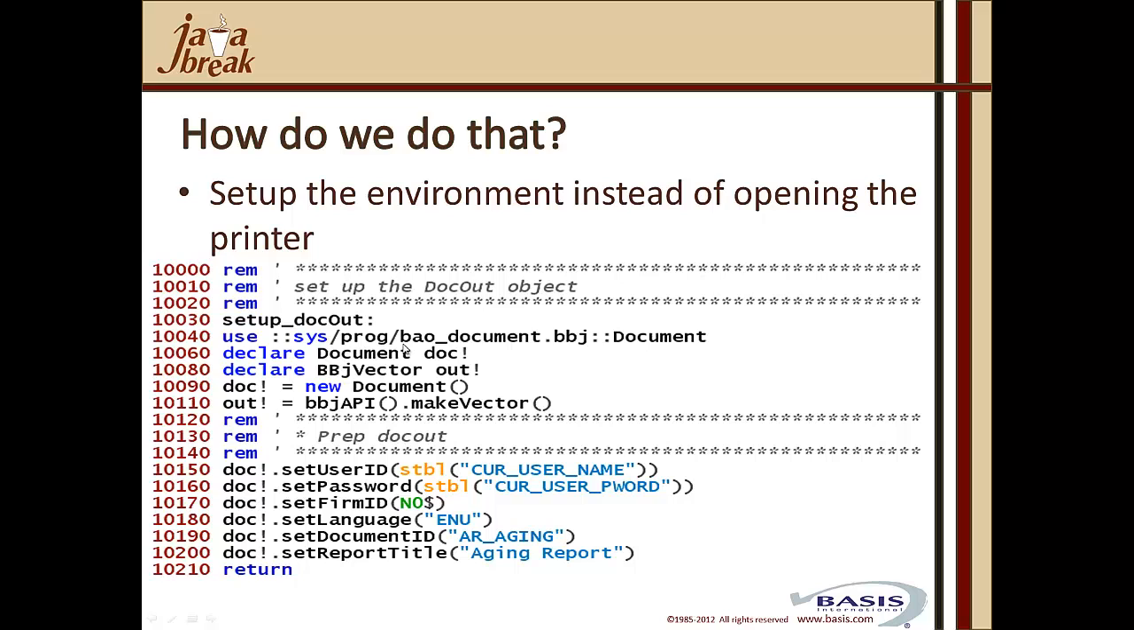We have a use statement, a couple of declares. We instantiate a new object. We create a new vector. And then, of course, we pass username and password, firm number, language, the document ID, and the report title as our initial setup. So very straightforward. You'll find this sort of information from the DocOut tutorial or the DocOut object documentation.